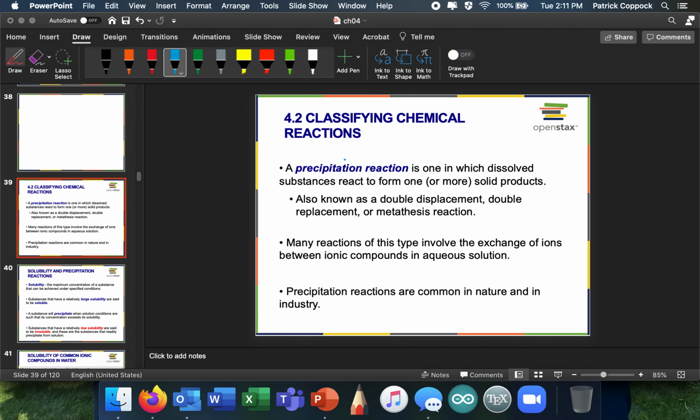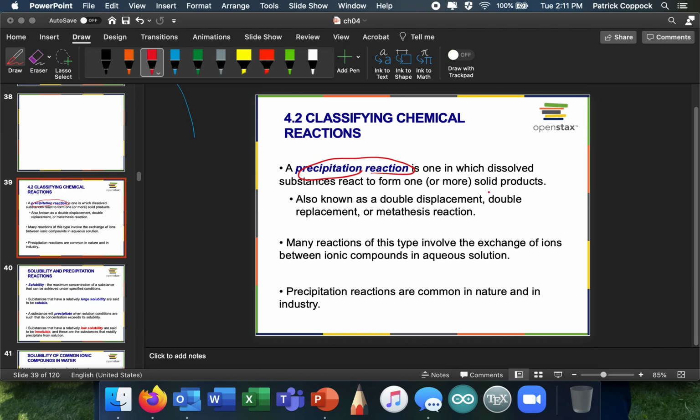All right, now we're going to spend some time talking about the different kinds of chemical reactions. And the first kind of chemical reaction that we're going to talk about is precipitation reactions. Now, a precipitation reaction is one in which dissolved substances react to form one or more solid products, okay?